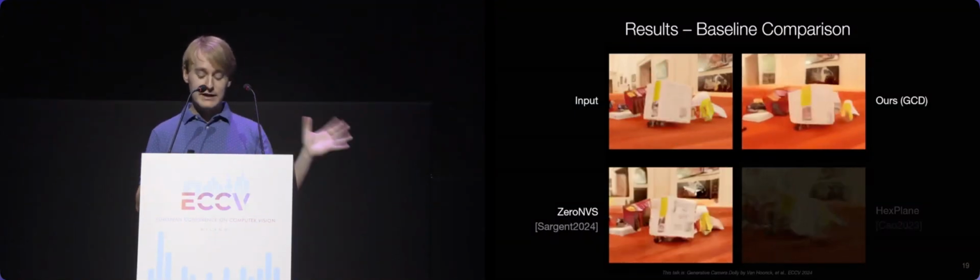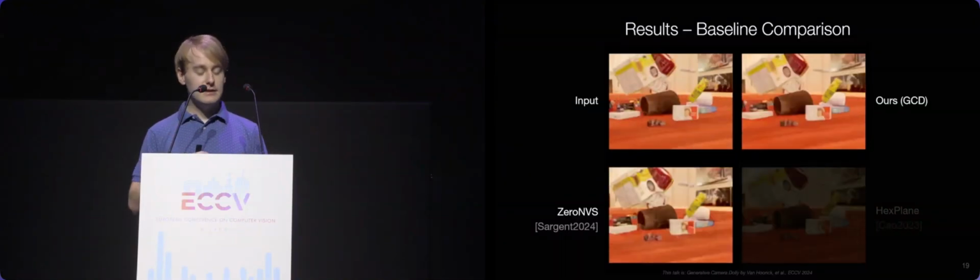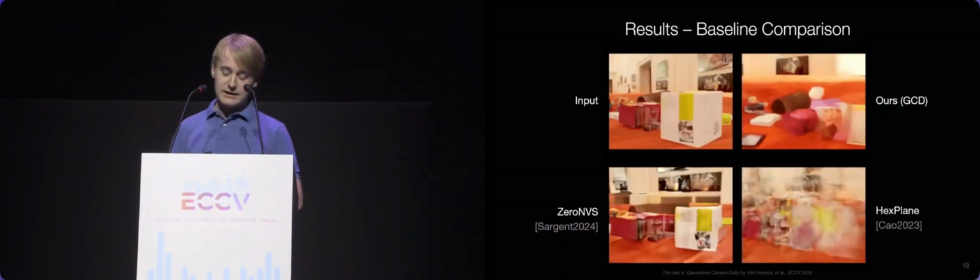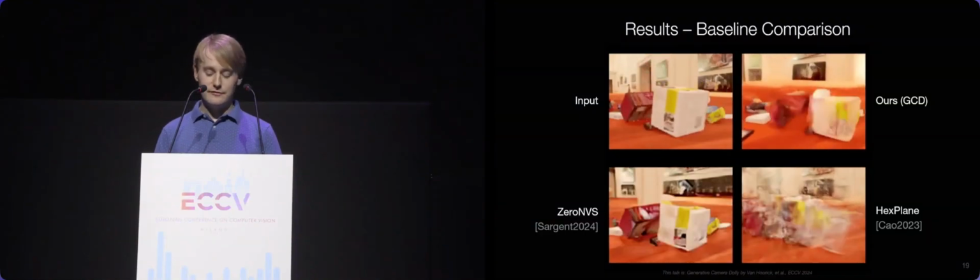And we observe flickering, because this is for image to 3D. It has to handle every frame independently. On the lower right, we have hex plane, which is roughly speaking a more efficient version of dynamic nerve.